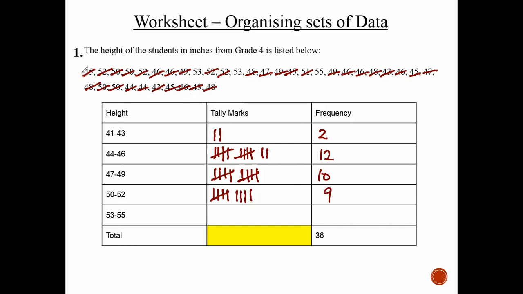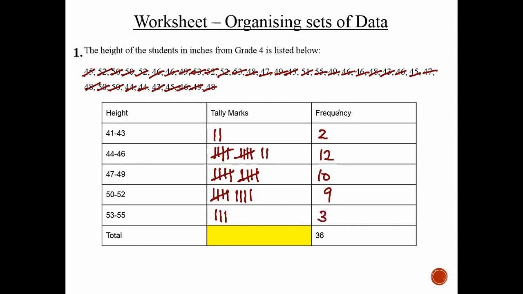Okay, as you can see here, when you strike off the data, it'll be easier for you to look at the remaining data so that you can reduce your mistakes when you are doing a frequency table. So I have 53 over here, 1, 53 here, 1, and then 55 here, 1. Okay, and then all the data has been struck off. So the frequency is going to be 3.